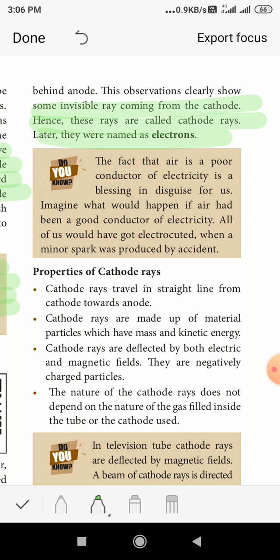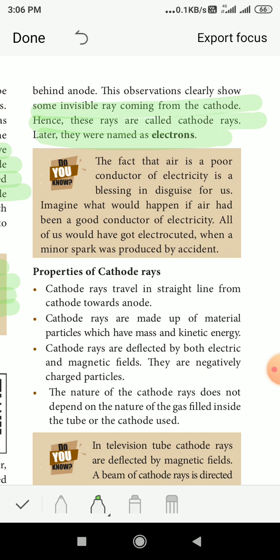The nature of the cathode rays does not depend on the nature of the gas inside the tube. So, whatever the gas may be, the cathode rays will not show any change. Always they will have the negative charge, whatever the gas or the cathode used.